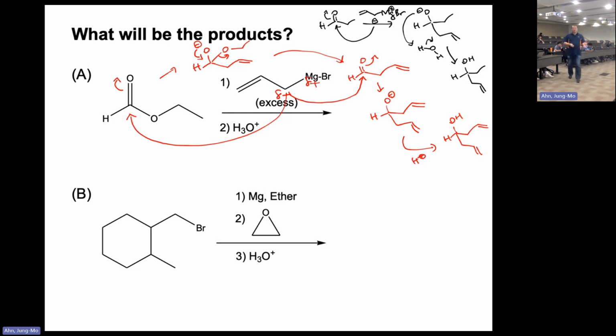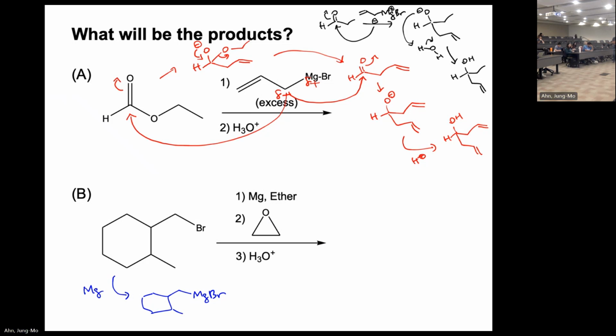All right, the next one. The next one is pretty simple in a way, but of course, there's a way to make it difficult. I'm going to show you later. This is an epoxide, right? We talked about how the Grignard can open the epoxide. So the first step, magnesium. The ether is just a solvent. The Grignard reagents are more stable in ether. That's why ether is just a solvent, so you don't even need to put ether there. Magnesium is the reagent here.